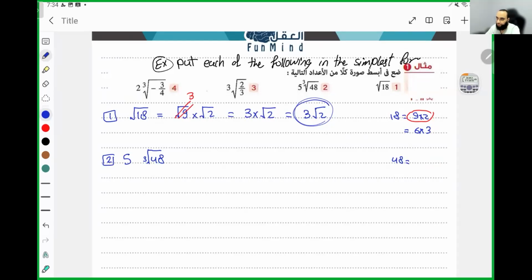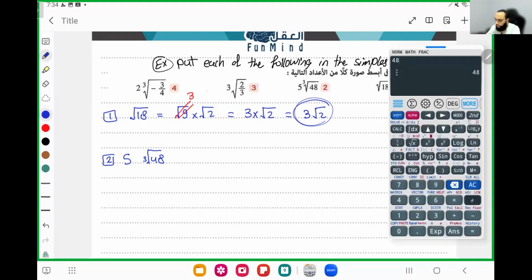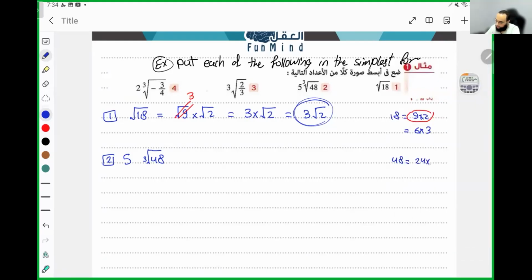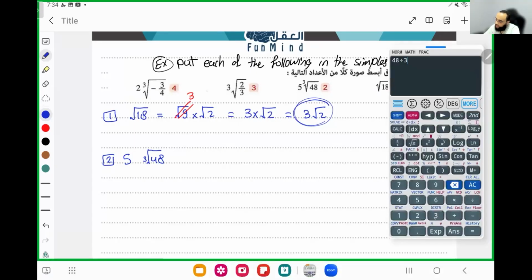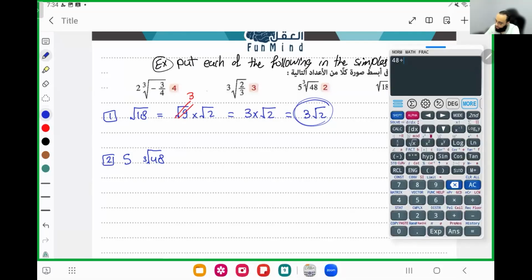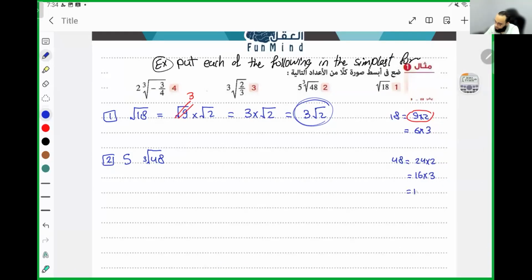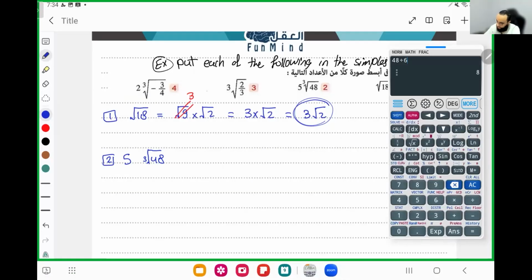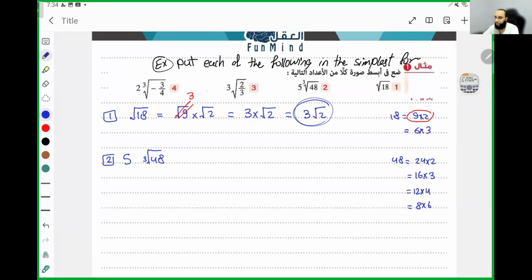I need another number to multiply to get 48. You can use the calculator. 48 divided by 1 gives me 48. The next, divided by 2, is 24, so it's 24 times 2. Divided by 3 is 16, then it's 16 times 3. Divided by 4 is 12, then it's 12 times 4. Divided by 5 doesn't work. Divided by 6 is 8, then it's 6 by 8. Divided by 7 doesn't work. Divided by 8, we wrote it before, 6 by 8. Divided by 9 doesn't work, and that's enough. You check all of the numbers till 9.